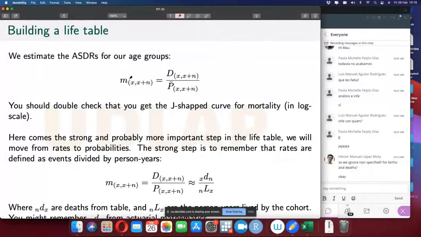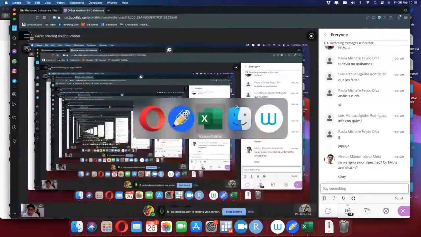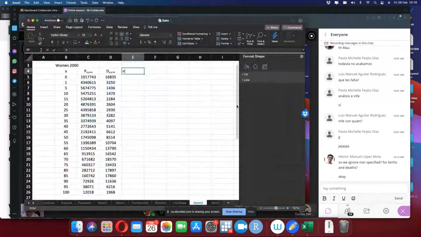Age-specific death rates. We're going to take deaths and divide them by our mid-year population. I'm going to change the notation to this one, because it is similar to the one that we already know from actuarial notation, right? So remember that this is the age-specific death rate between ages X and X plus N. So let's include this in here.